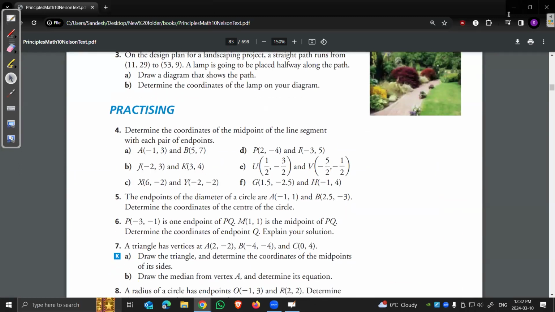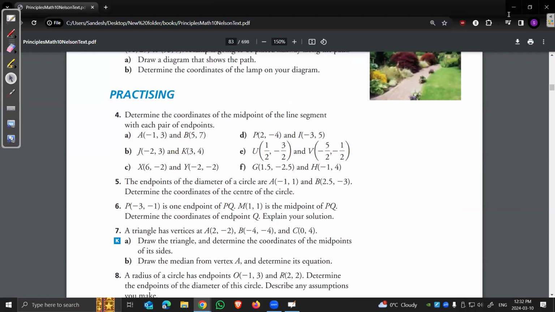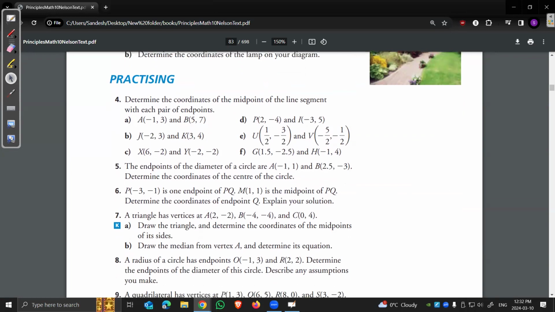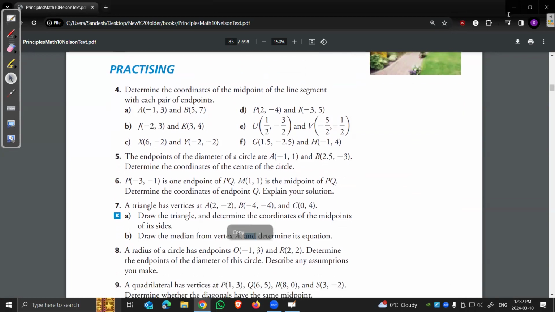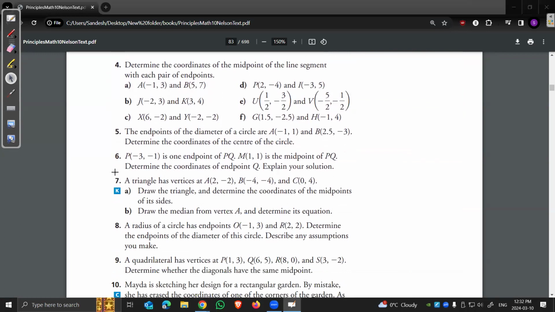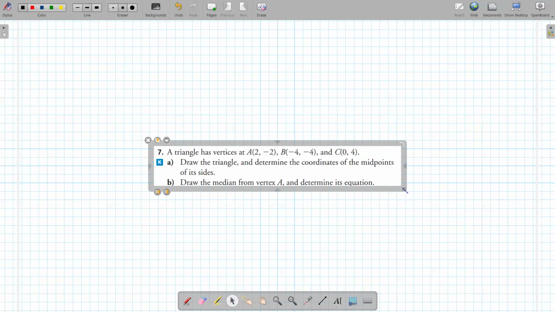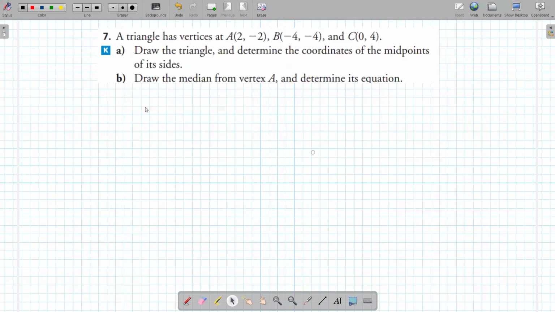Most of these are very easy. Not gonna bother with most of it. It's just the formula, plug and chug. It's just a calculator question. Maybe we do this. I'm just gonna eyeball this one.